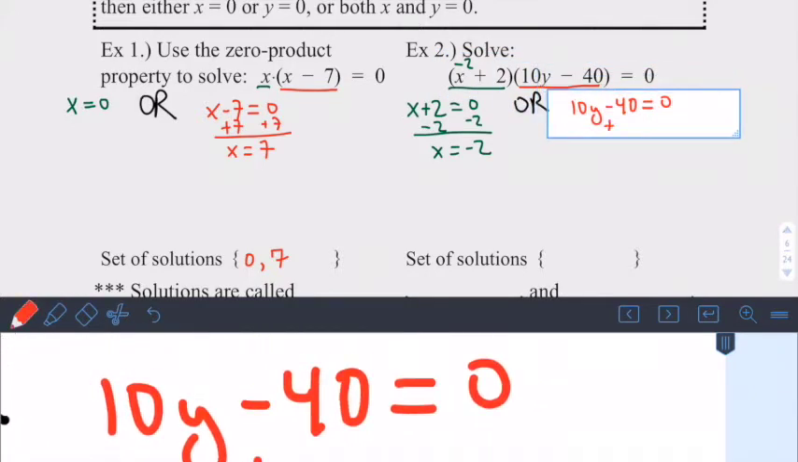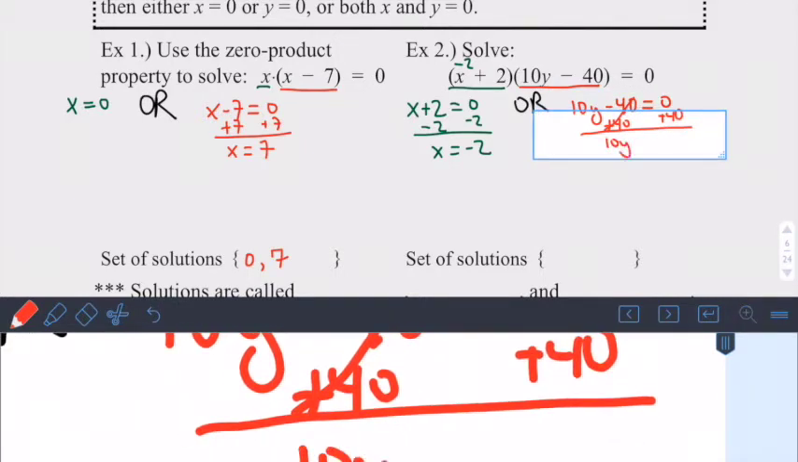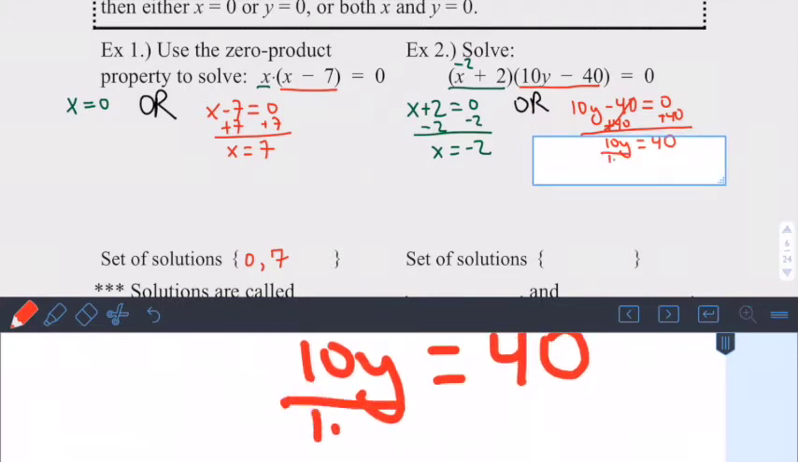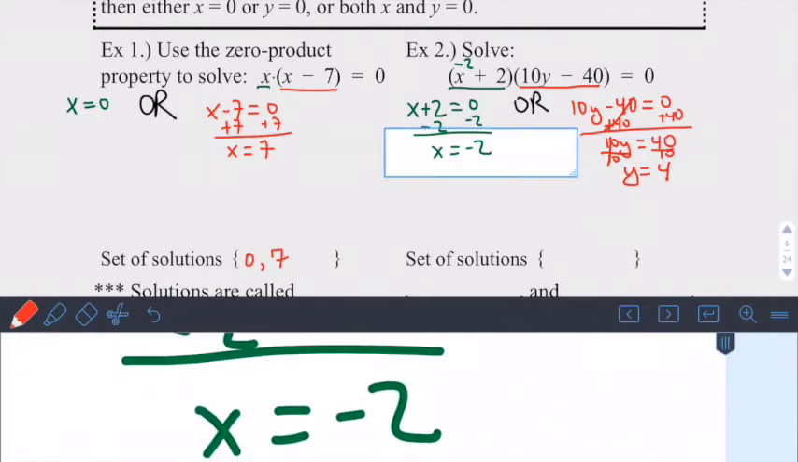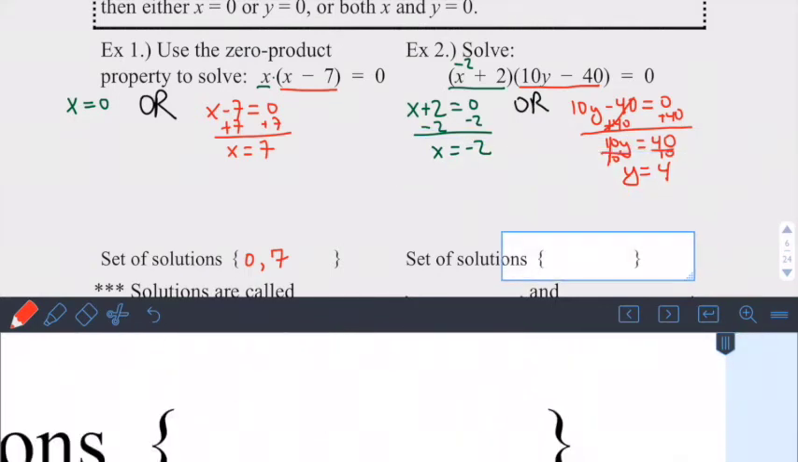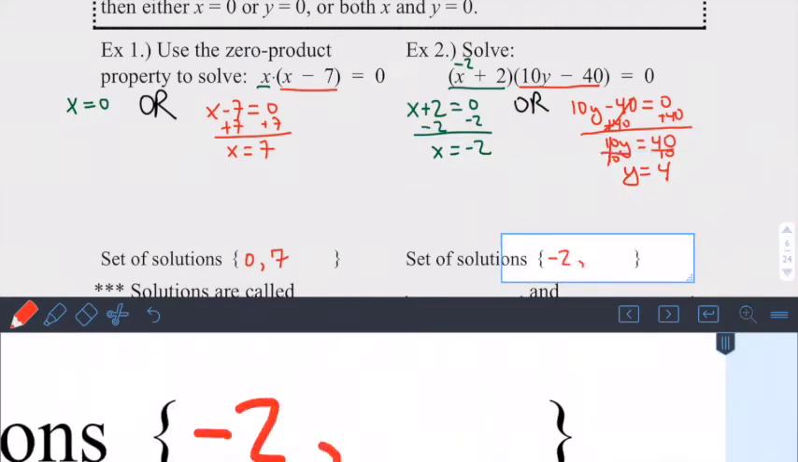Let's solve this one now. Plus 40, plus 40. 10y equals 40. Now I'll divide both sides by 10. Right? We know how to solve. We should be good at that by now. y equals 4. So either x equals negative 2 or y equals 4. There's my set of solutions.